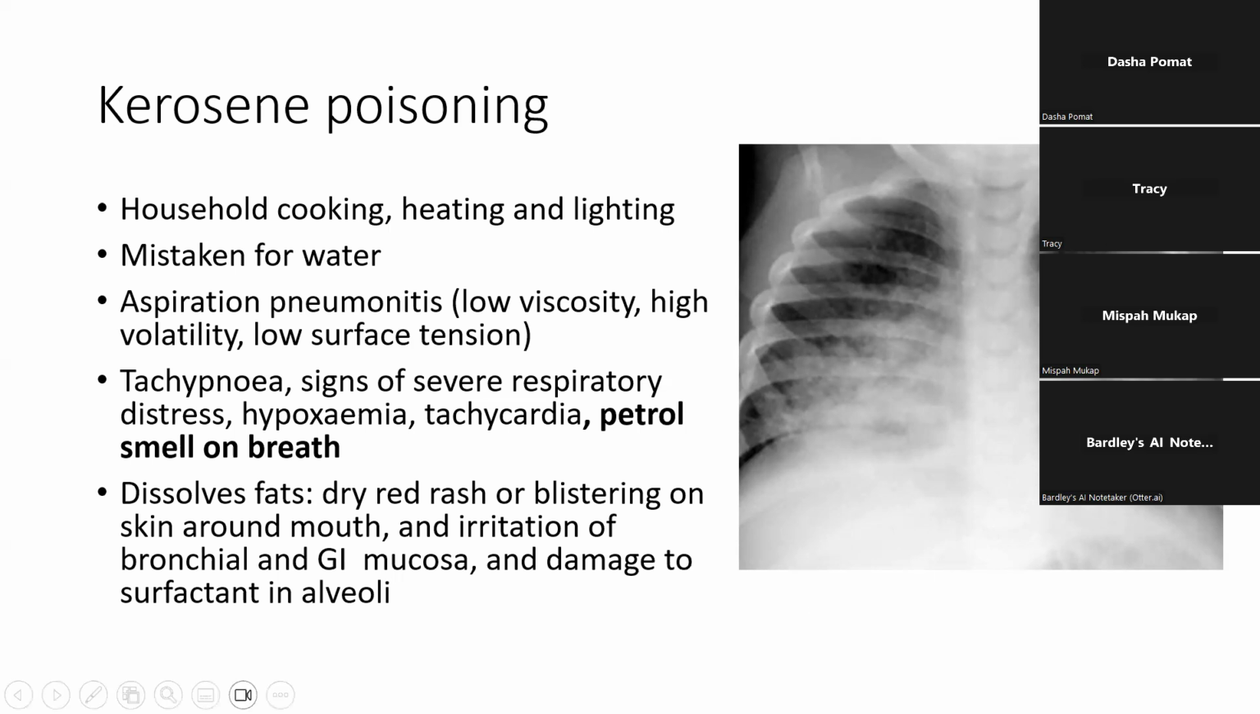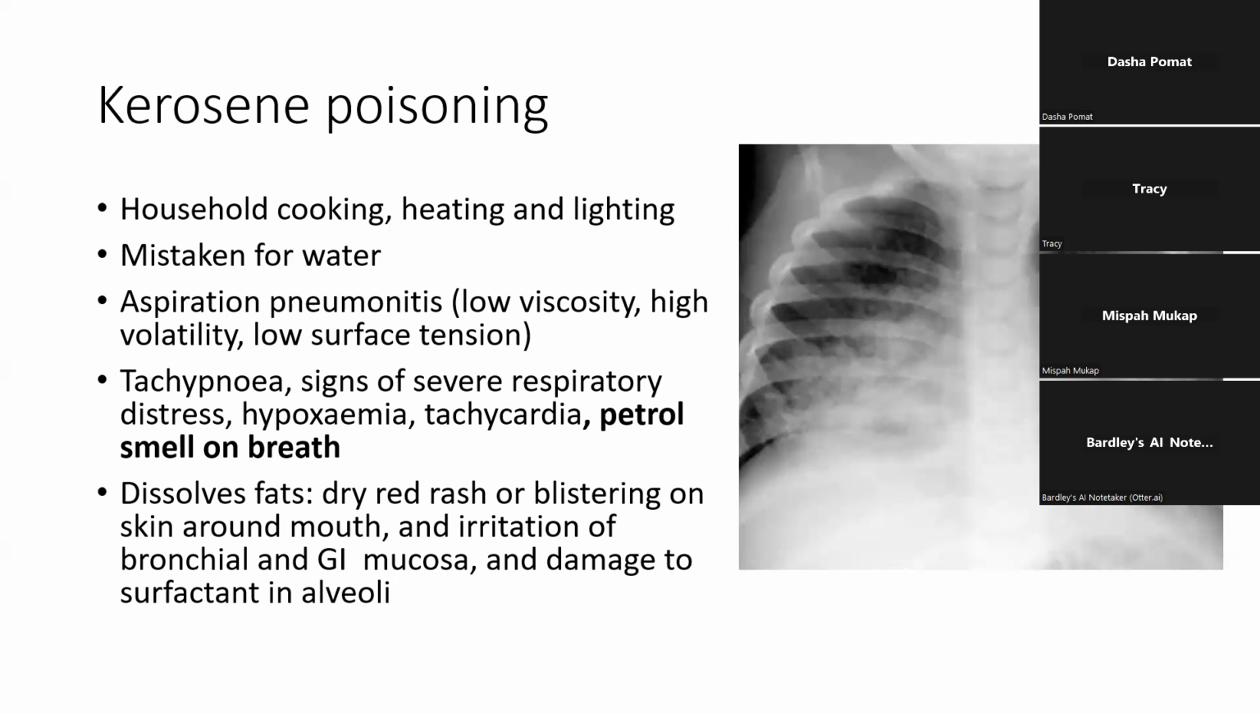This is a child who had kerosene poisoning. If a child tries to drink kerosene, they usually don't drink very much at all. Because it's so unpalatable, they may only take a swig, a few gulps, but that's often enough, because of the very low viscosity, the high volatility and the very low surface tension of kerosene, for some of it to get in the lungs and cause mucosal injury.